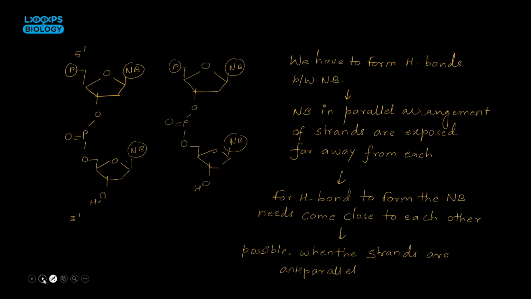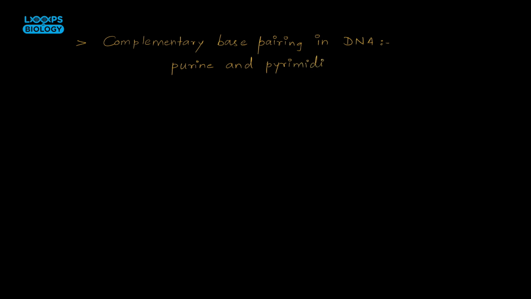Next case is complementary. Even if I am keeping the particular strands antiparallel, they have to be complementary to each other. Now, what is complementary pairing? There is a case called complementary base pairing in DNA. What does that mean? There has to be specific bonding between purine and pyrimidine. So purine and pyrimidines are going to form bonds.